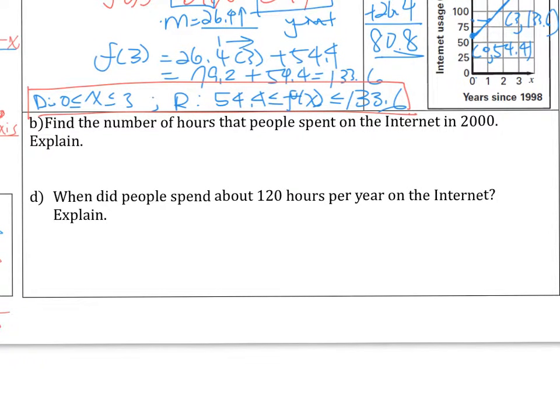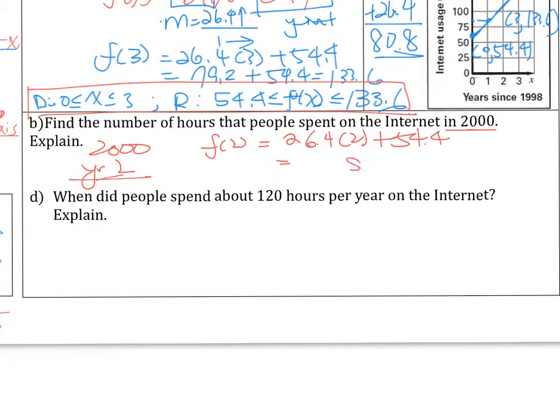Now find the number of hours that people spend on the internet in 2000. So 2000 will represent year 2. So 2 years. f of 2. So we need to find the value at f of 2. And that would equal 107.2 hours.